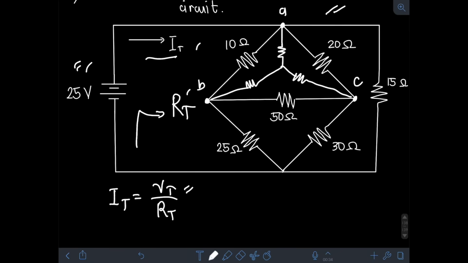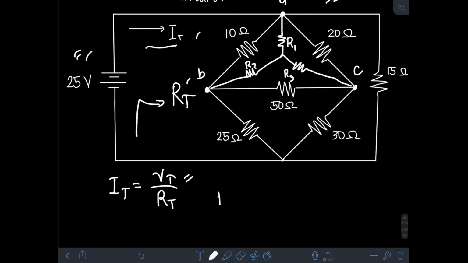Okay? And I will try to name it as R1, R2, and R3. Now, we will apply the formula for transformation of delta to Y as what we've discussed above, right? So, let's find first R1. So, the formula, if we can remember, so for the numerator, it is the product of the two resistors adjacent to R1.